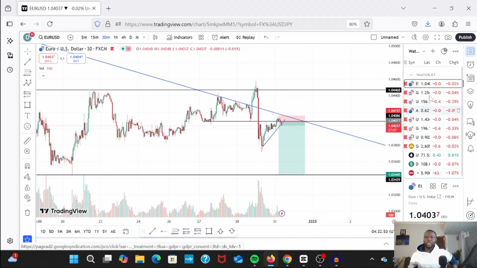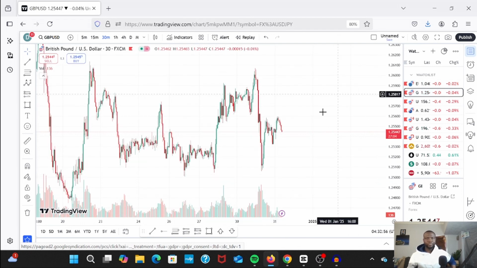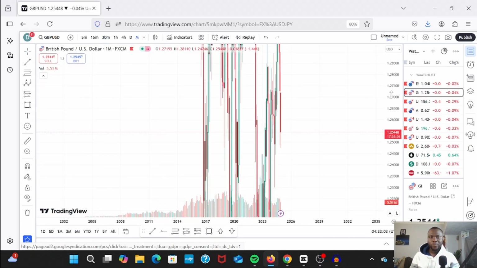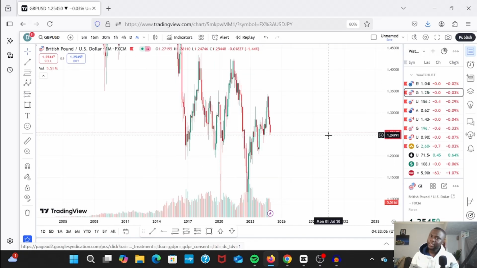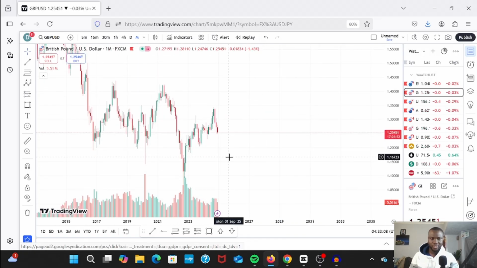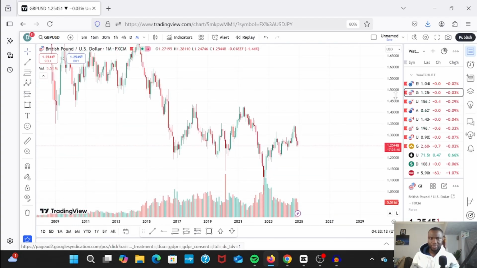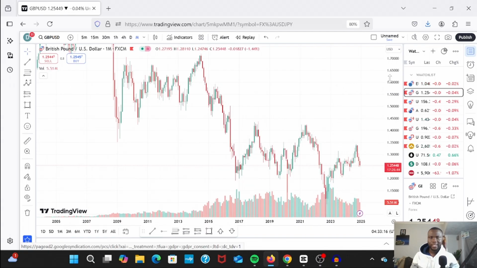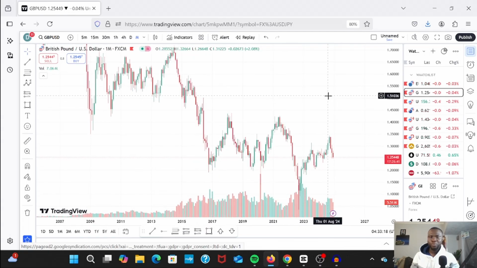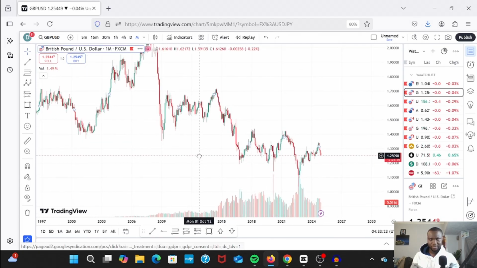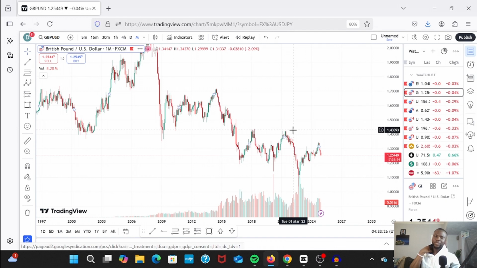So let's go to GBP USD. GBP USD, same thing. Let's go to our monthly time frame. Okay, same thing happening in Euro USD. Euro USD and GBP USD, they are correlating, in the sense that they are moving in the same direction. But that doesn't mean that if you're selling on Euro USD, you have to be selling on GBP USD.